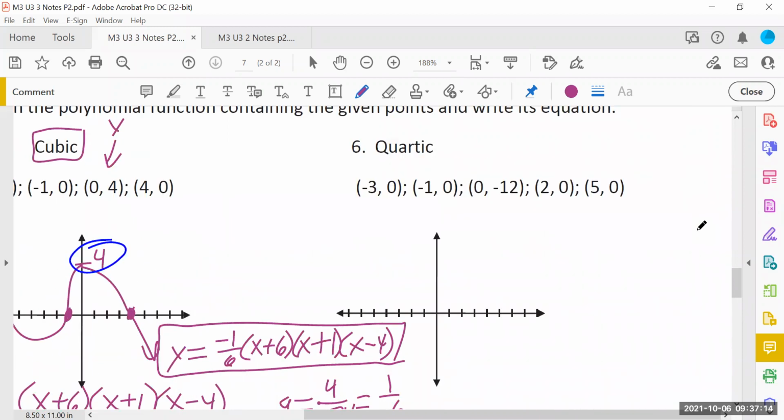Number 6, quartic: -3, 0, right here, -1, 0, 0, -12, 2, 0, 5, 0. Again, as long as you make sure to put the y-intercept in the right spot, you can sketch your graph. So if I start high, again, that won't work, right? I can't get that one. So I'm going to start on my y-intercept and go out. So there's one side, then go back to the y-intercept and go the other way. There's the other side.